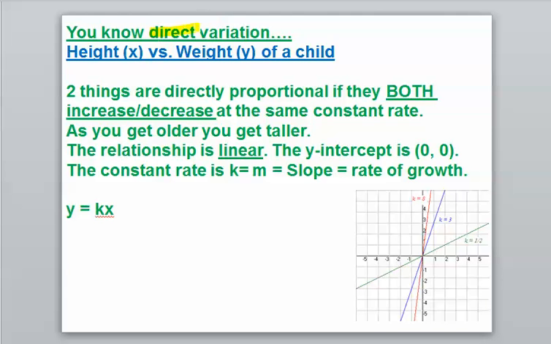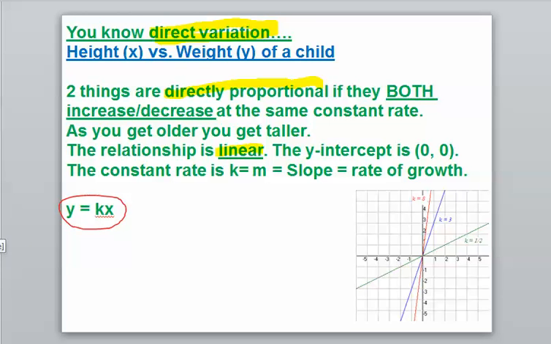It's actually going to talk about direct and indirect variation. But a direct variation is something where they both go up, or they're directly proportional to each other. They both change at the same rate. Okay? They both have that same constant rate. So as you get older, you get taller. The relationship is called a linear relationship. Okay? The x and the y intercepts on this are always going to be at 0, 0. Okay? And there's a simple little equation. This equation right there that you will use on all direct variations.